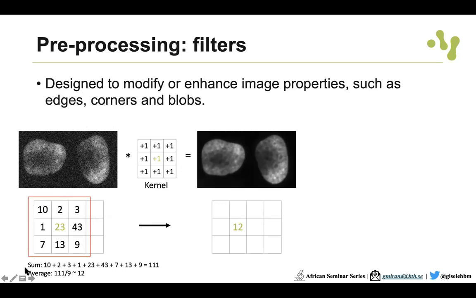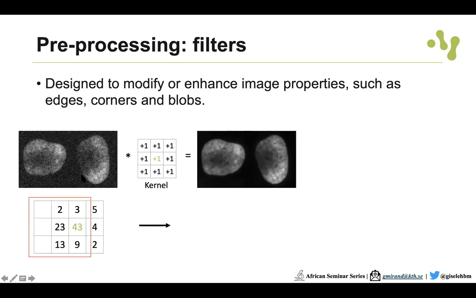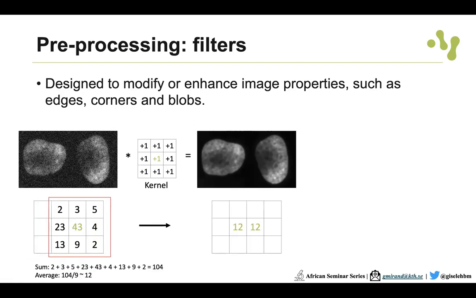For a specific neighborhood defined by the kernel size, the pixels will be averaged, and the new value will be defined for the filtered image. This is done for each pixel in the original image. Now if we go to the next pixel, the 43 in the unfiltered image, we again compute the average, which is approximately 12 also. So the effect of this filter is to smooth the image.